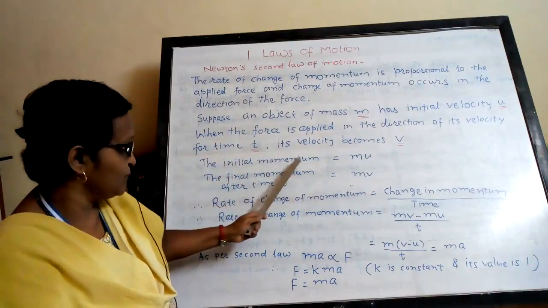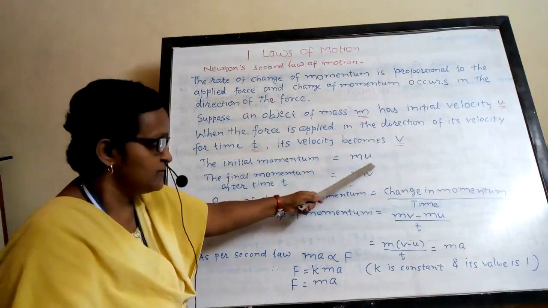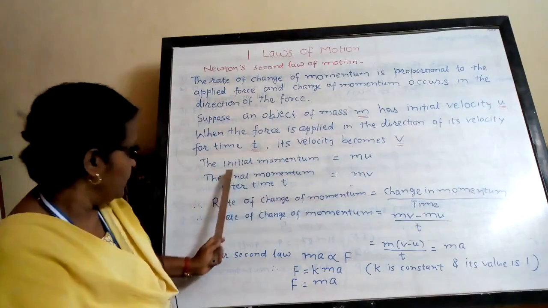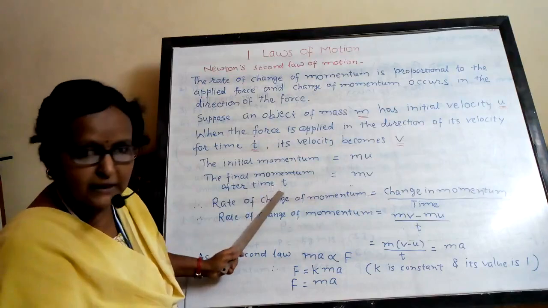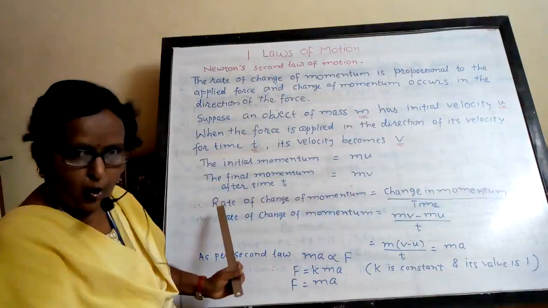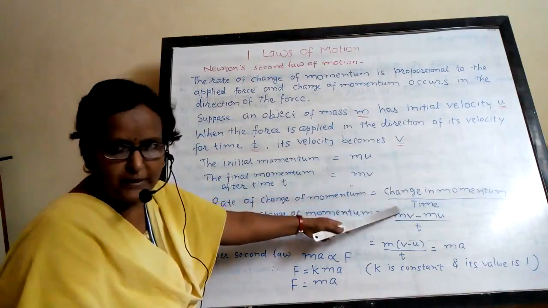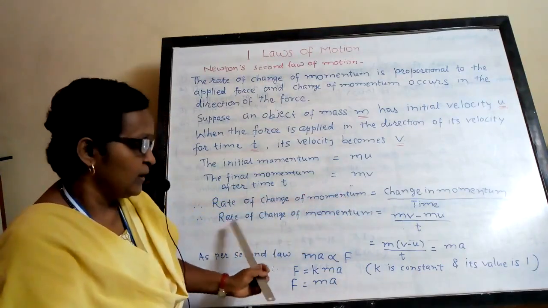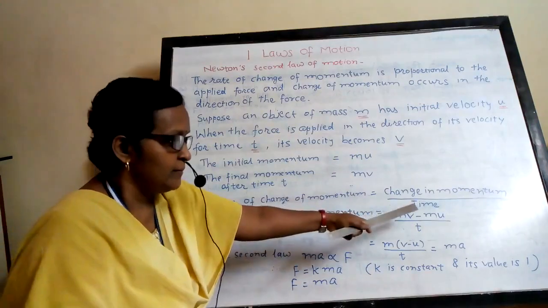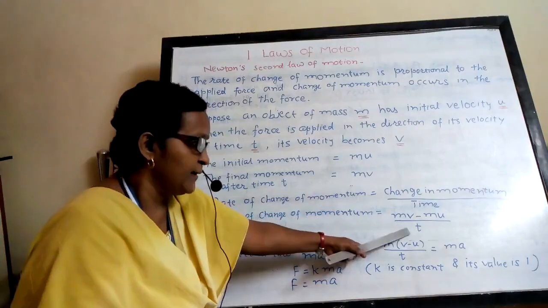The initial momentum, therefore, momentum you know, is mass into velocity. u is initial velocity, so initial momentum is equal to m into u. The final momentum after time t by applying force is m into v. Now our law: rate of change of momentum is equal to change in momentum upon time. Therefore, how will you calculate the rate of change of momentum? By final momentum minus initial momentum, mv minus mu, divided by time.